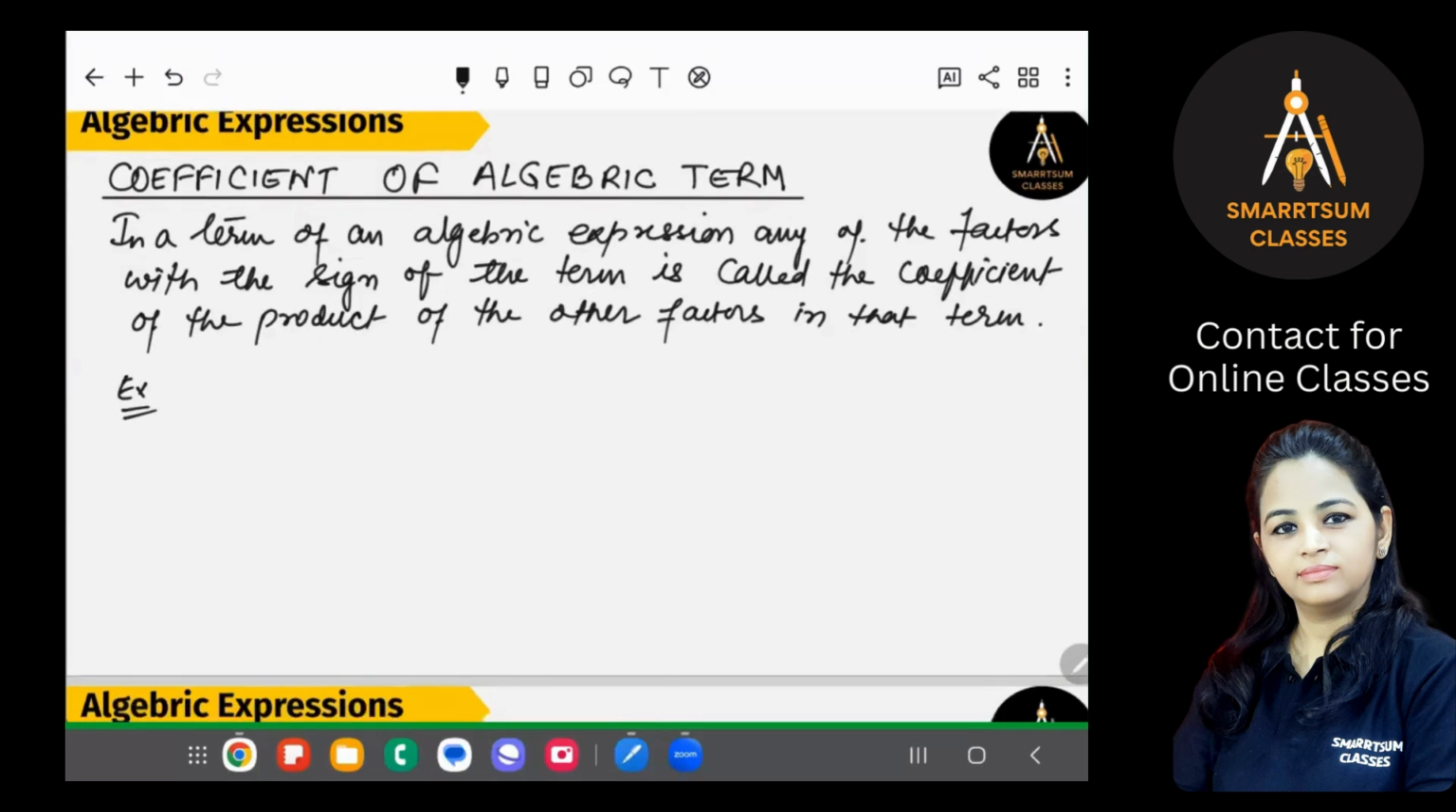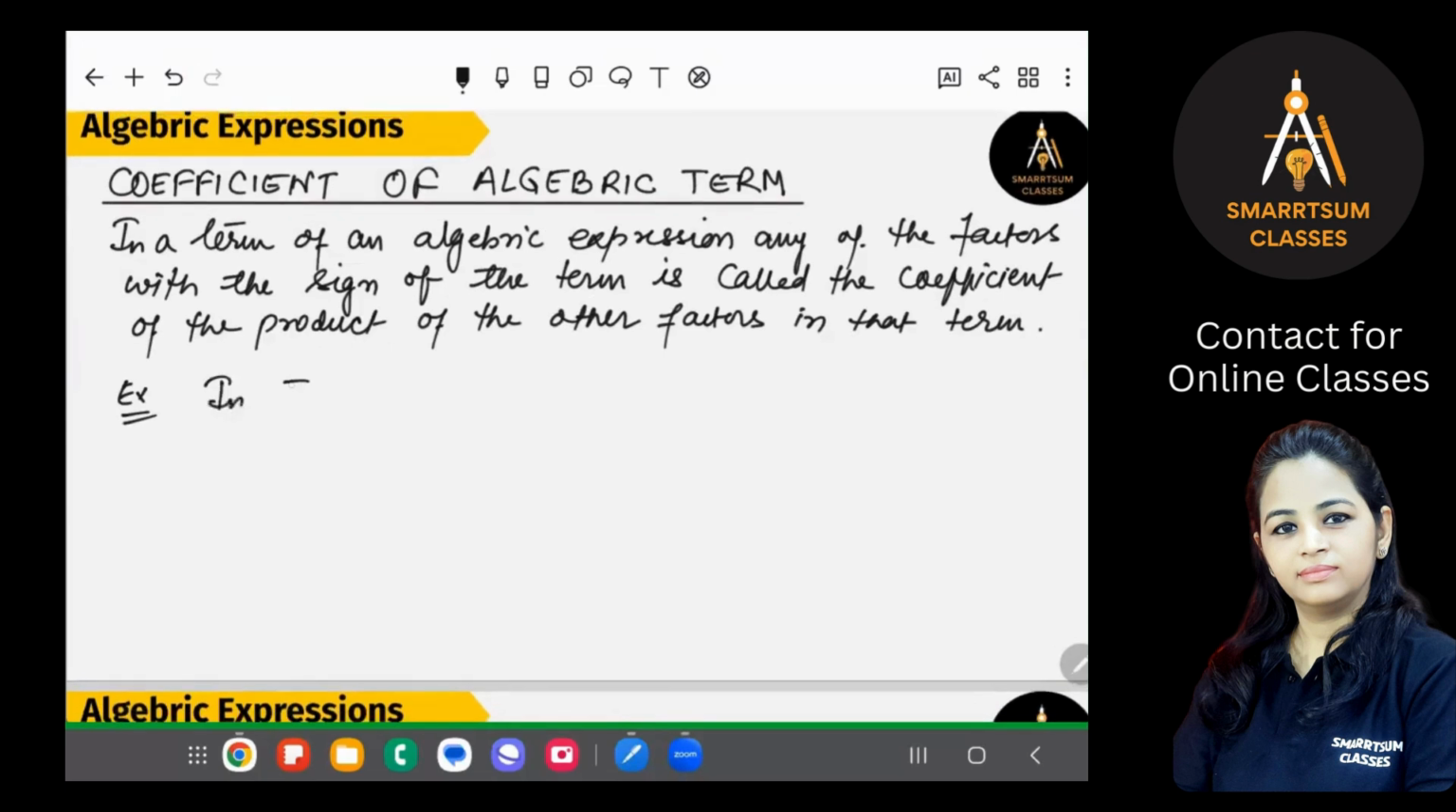5xy. If we need to find the coefficient of x, first we will write down what are the factors of this algebraic term. So what are the factors of this algebraic term? 5, x, and y. Yes or no? These are the factors of the algebraic term, right?